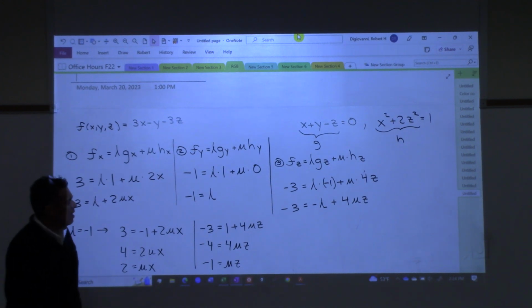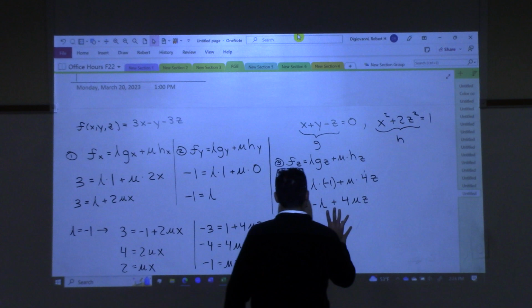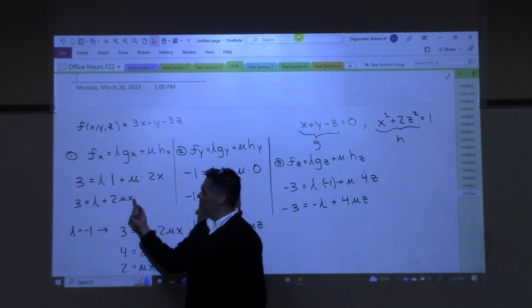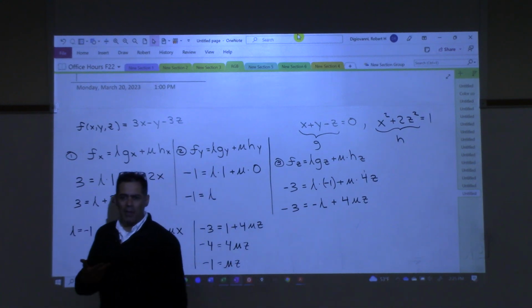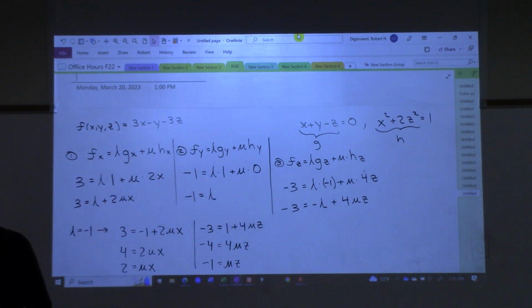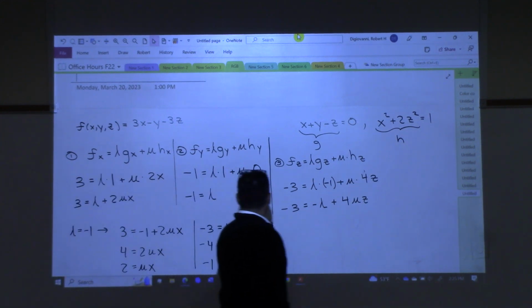But I was glancing up here real quick. If mu is 0, well, right here, if mu is 0, then what is this saying? Lambda is 3, but lambda is -1, right? So me supposing that mu is not 0 here is going to be fine, because when I go check what happens when it is 0, I'm going to get a contradiction. So let's do that. I like that.